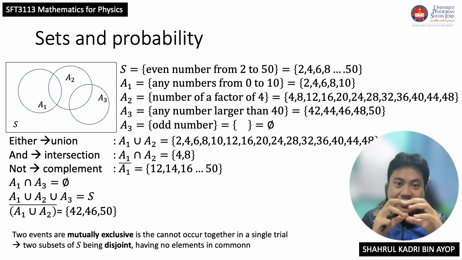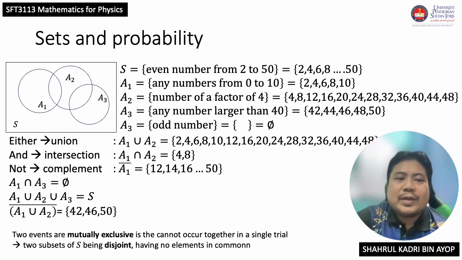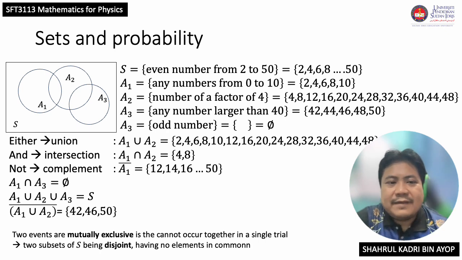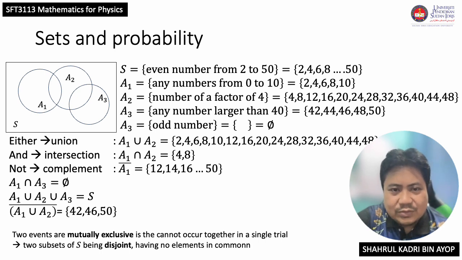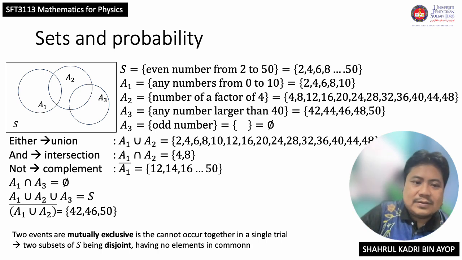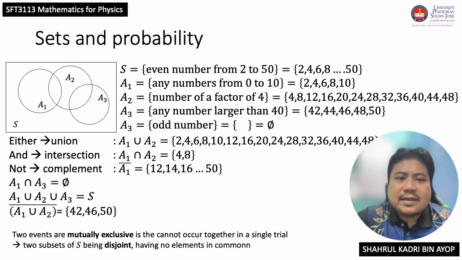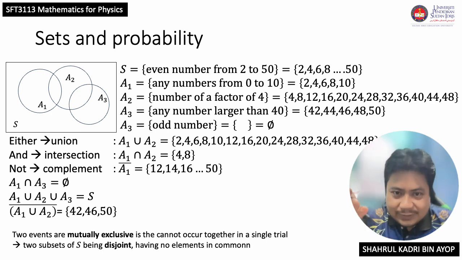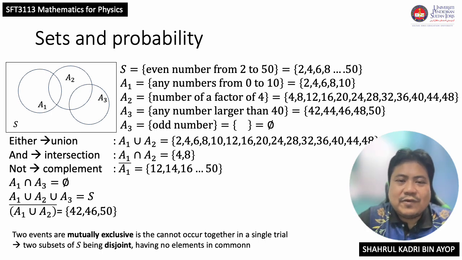So these elements are given by a criteria, so they can be inside event A1. Okay, and then let's define another event, A2, which is numbers that are factors of 4. That means 4, 8, and it goes on. The third event is any number larger than 40, so 42, 44, 46, up to 50. Let's make a correction here: any number larger than 40, not inclusive of 40.